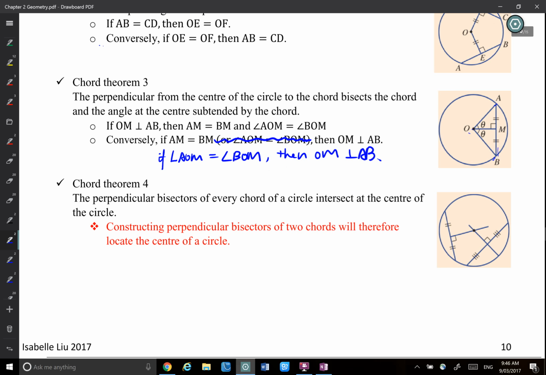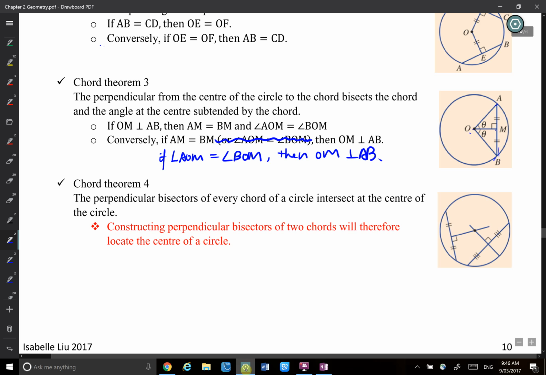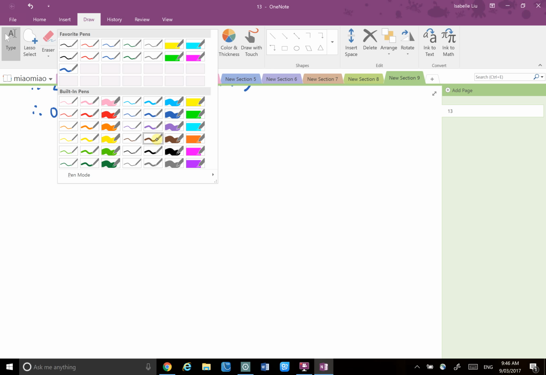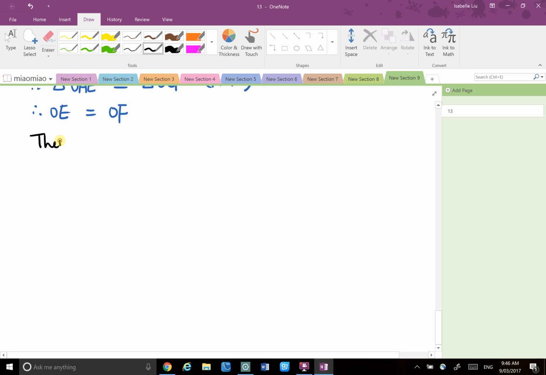So what you have here is, if you know that M is the midpoint, then OM must be the perpendicular bisector. If you know that the angle is being bisected by OM, then OM must be perpendicular to AB. So those are the two things. Let's go back here, and we will say that's theorem number 3, dot point 2.